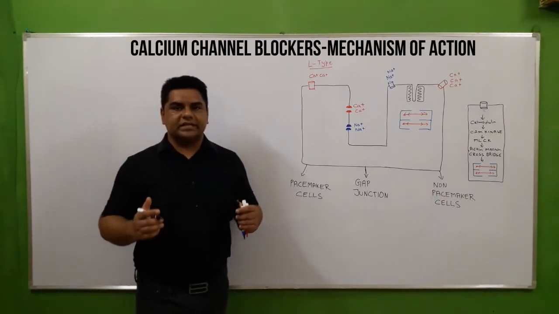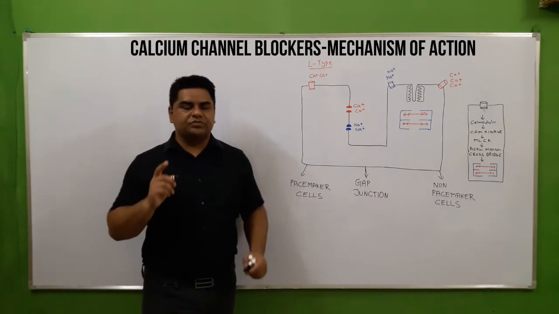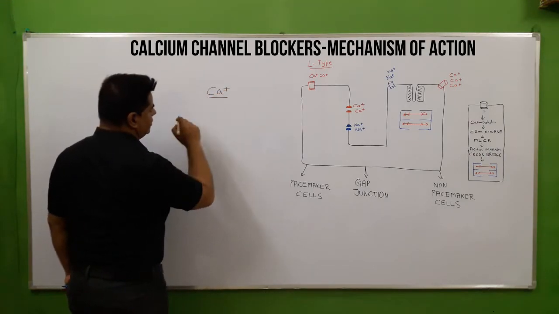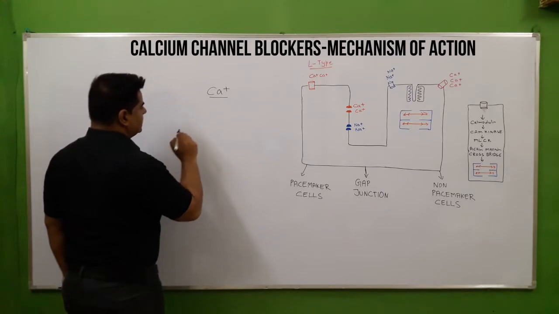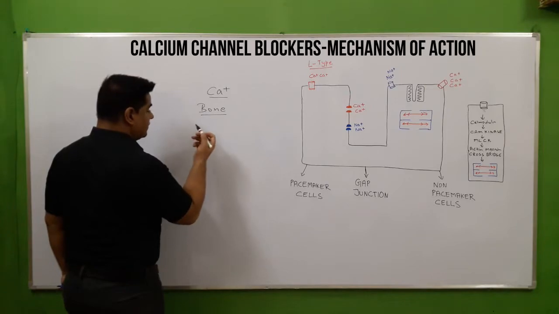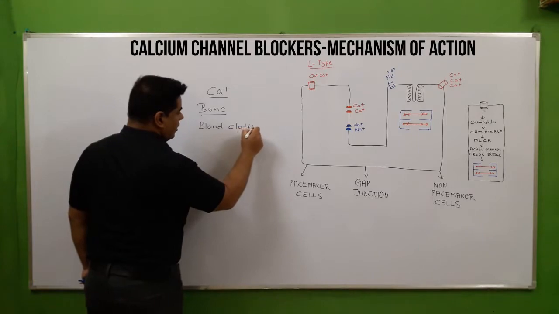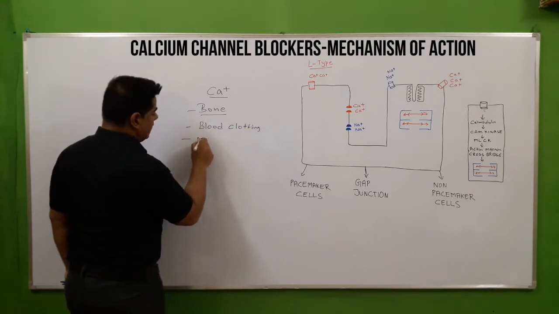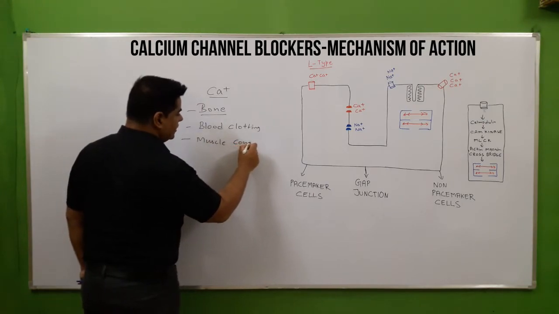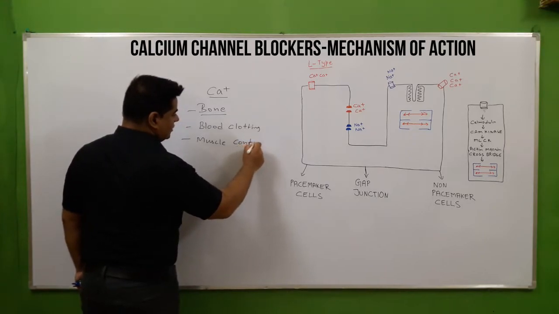So before we discuss the mechanism of action, we know that calcium plays a very important role, as many medical and nursing students know about calcium ions. It is very important for bone formation. It plays a very important role in blood clotting and muscle contraction. Yes, we have a video on the physiology of muscle contraction. You can check that video, muscle contraction, right?